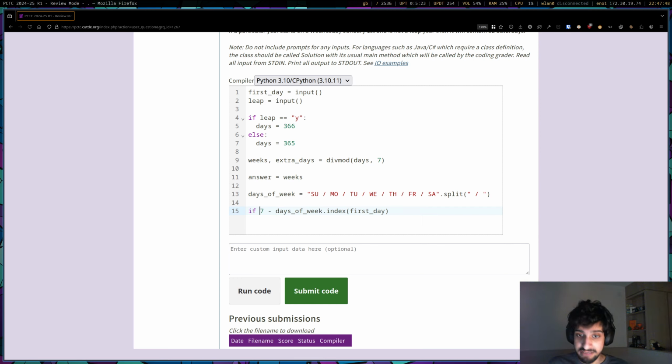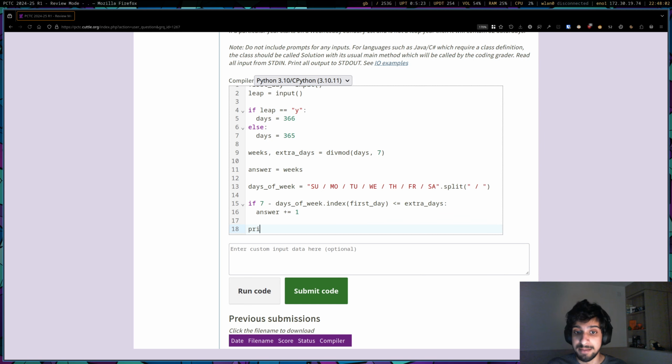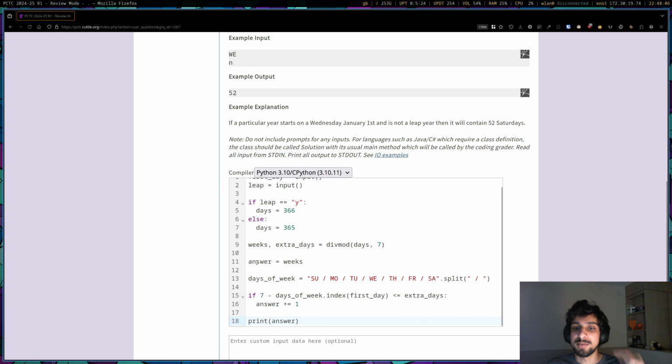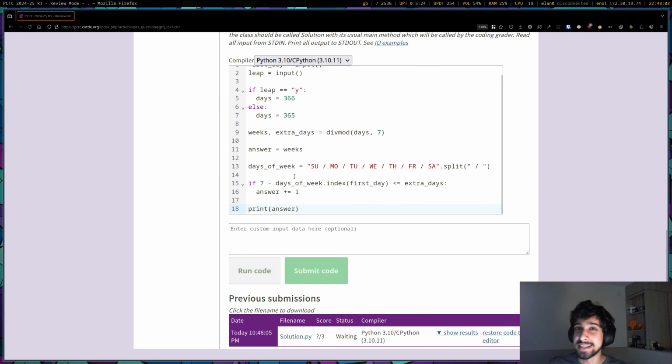So essentially, if this number is smaller than or equal to the amount of extra days in the year from line 9 up here, then we know we are going to hit that extra Saturday, and so the answer should increase by 1. And then we can just print off the answer. So there's a bit of funky logic in this question, and you might need to do a bit of thinking about it, but I thought this was the slickest way to do it.